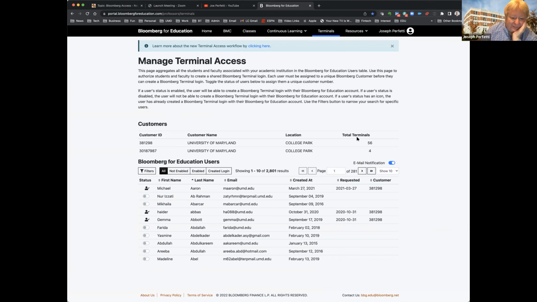So the first step is you have to create an account at the portal. Once you create an account at the portal, you have to let me know that you created an account at the Bloomberg portal using your umd.edu email address, or it's Chirpmail, the other one. I will then see you on this list.